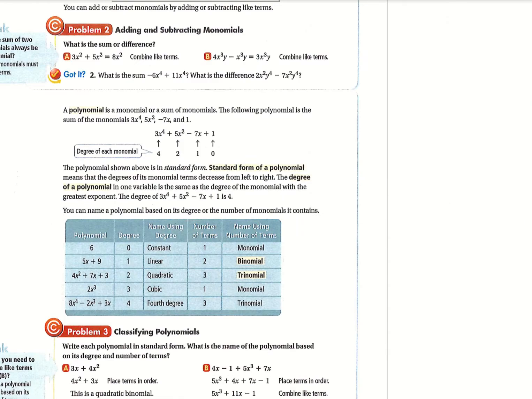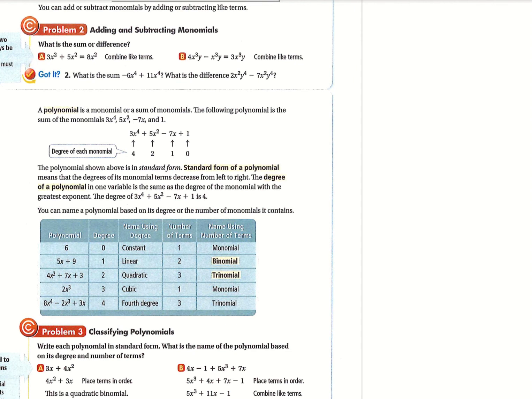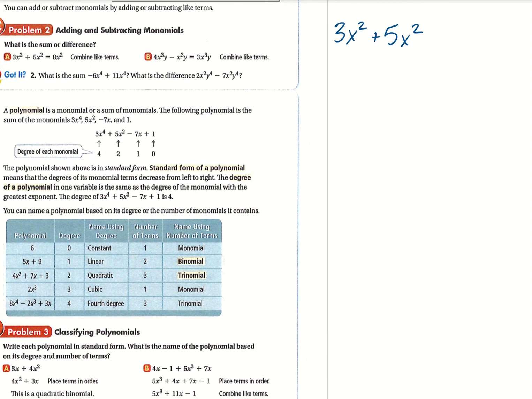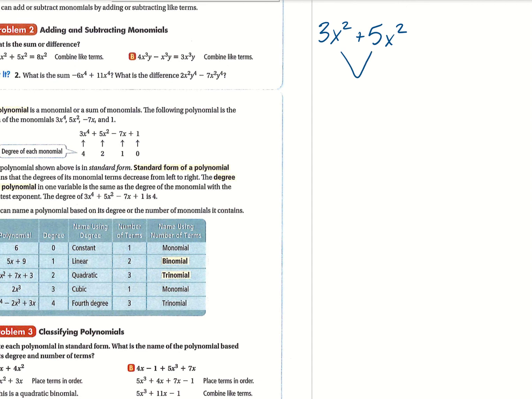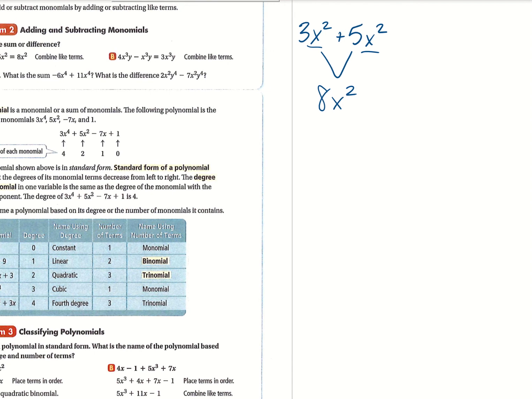Problem 2 gets into the adding and subtracting of monomials. We can do addition and subtraction whenever we have like terms. If we look at problem 2a, it gives us 3x squared plus 5x squared. In order to do that, all we have to do is combine our like terms. X squared gives us like terms here, so we just have 8x squared. That's a pretty good example there.